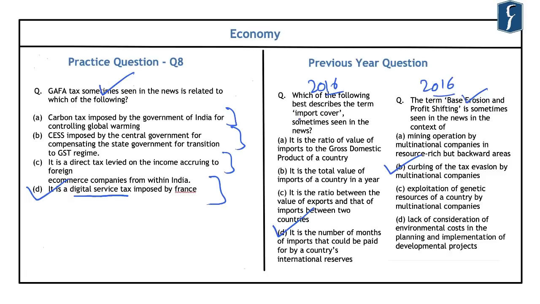And it is a direct tax which has been imposed on the foreign e-commerce companies which are operating in India. So in this case, we learn that countries like France and India are imposing tax on the companies which are registered in the United States of America. However, they are earning their profits by functioning in the countries like France and India. So the GAFA tax is imposed on e-commerce companies which are registered in the United States of America.